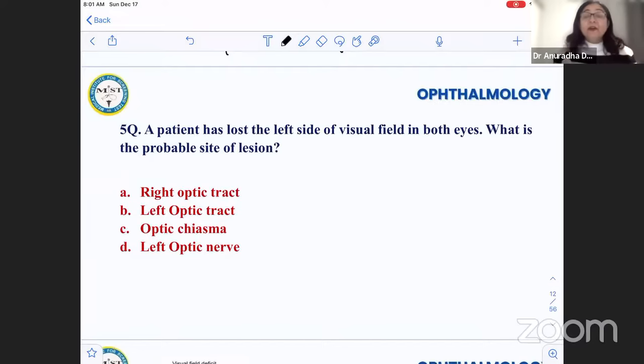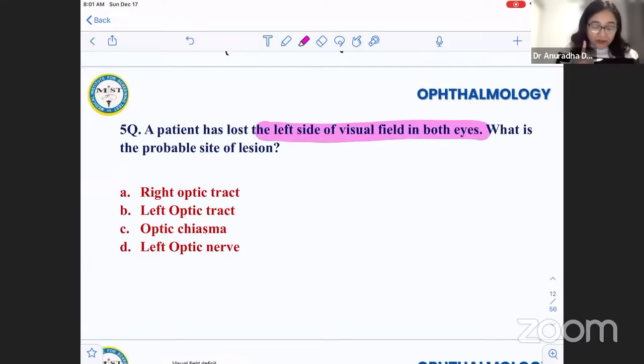Okay, guys, coming on to your next question. A patient has lost the left side of the visual field in both eyes. What is the site of the lesion? Please read the question carefully. Left side of the visual field in both eyes.